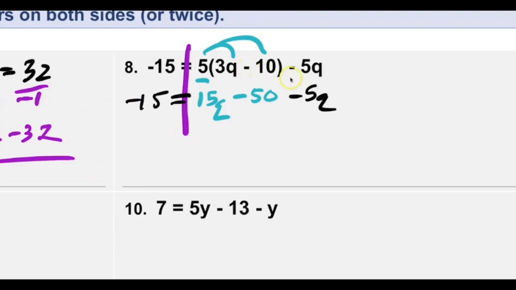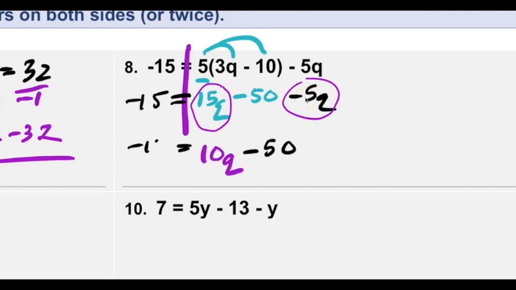And then next, we're gonna add up like terms. I could add up both of these q's. 15q minus 5q is just 10q. And everything else stays. Minus 50 equals -15. We're trying to get the q by itself, so let's get rid of that -50. Let's add it to both sides. Plus 50, plus 50. Here these cancel.